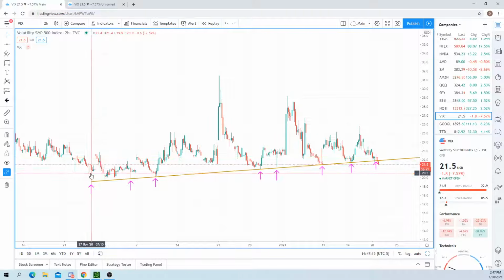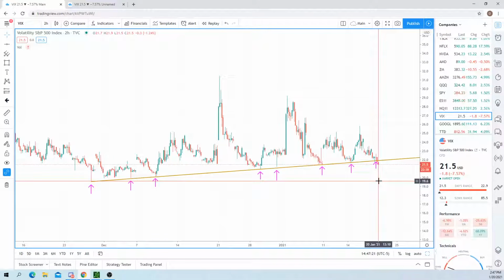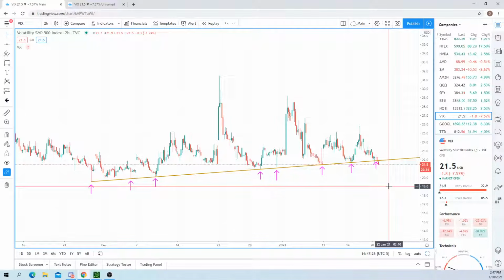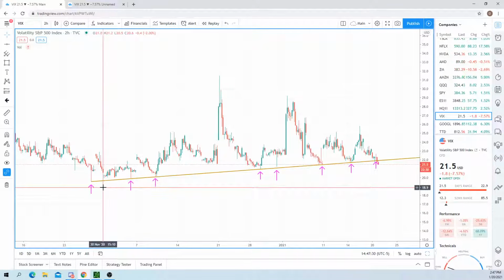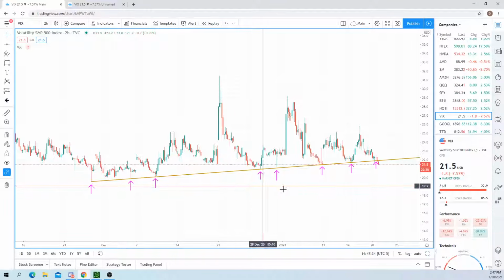So this is a pretty medium term, I'd say, trend line. It started on November 27th. Now we are close to February. We're in the last week of January, or second to last week, I should say. So this has been a few months that VIX has been respecting this trend line.